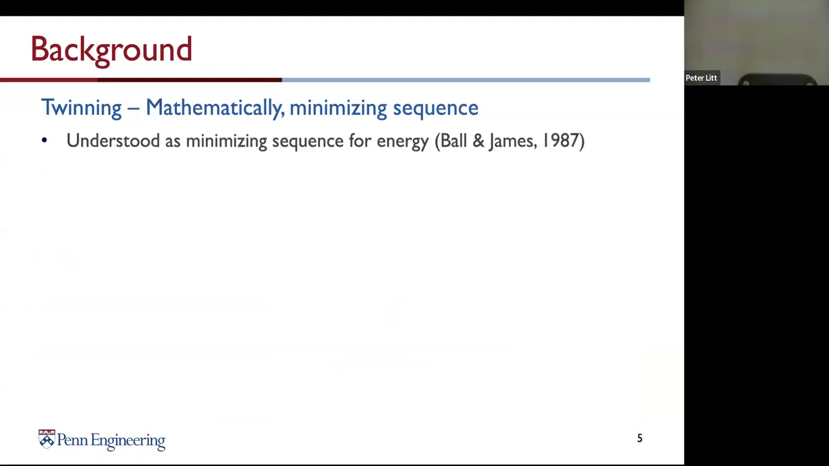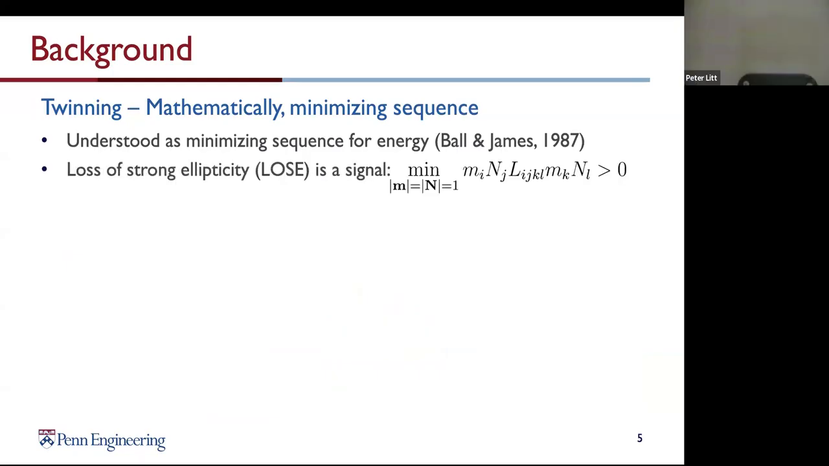Mathematically, you can think about it as a minimizing sequence for the energy. So you have basically taking the limit as the size of these domains get smaller and smaller and smaller, and that's what mathematically corresponds to twinning. And so that's something that's been looked at over the years. When can something like this occur?